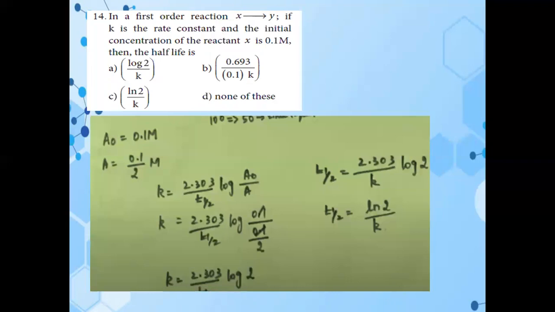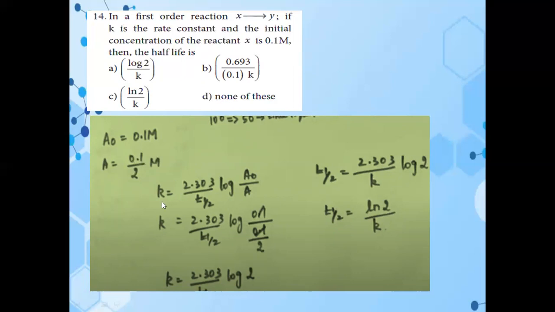Next, question number 14. In a first order reaction, X gives Y. If K is the rate constant and the initial concentration of the reactant X is 0.1 M, then what is the half-life? Initial concentration A naught is 0.1 M. Half-life means A is half of the initial concentration, so A is equal to 0.1 divided by 2 M.